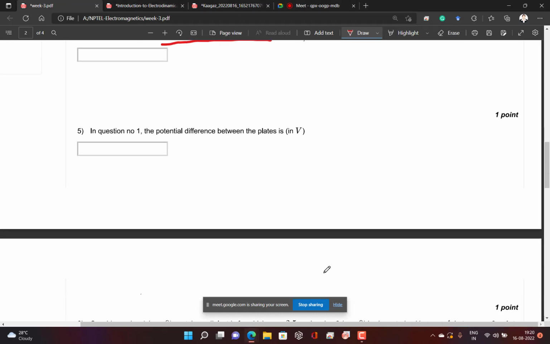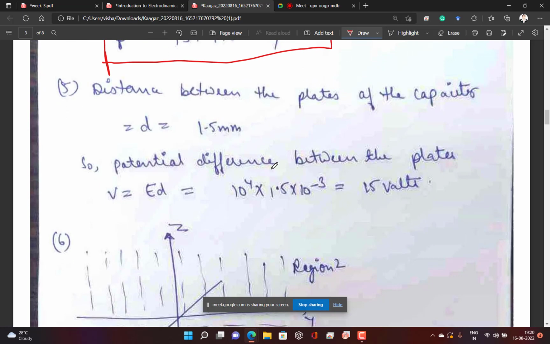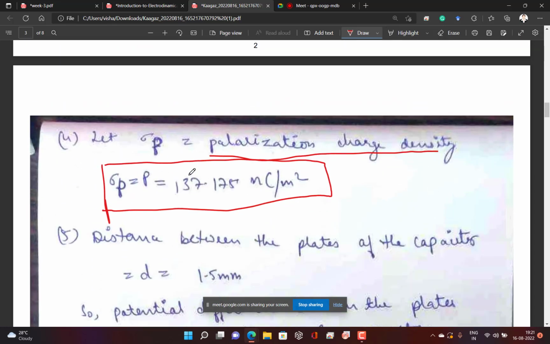Okay. Now in question number 1, the potential difference between the plates is asked, in volts. Since we already know the electric field intensity, how can we solve for the potential difference? Can someone tell me how to solve for potential difference?